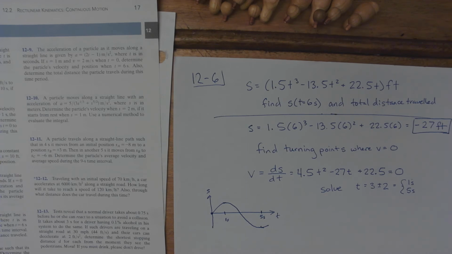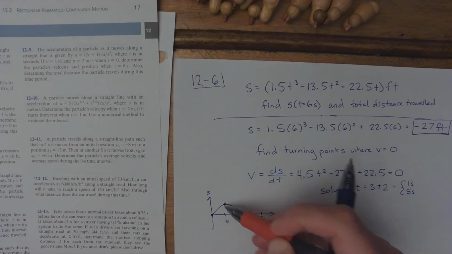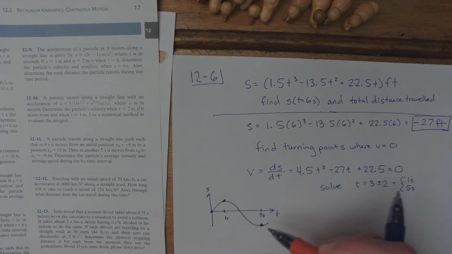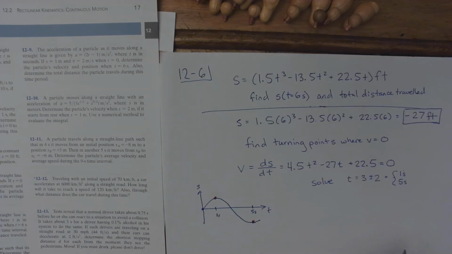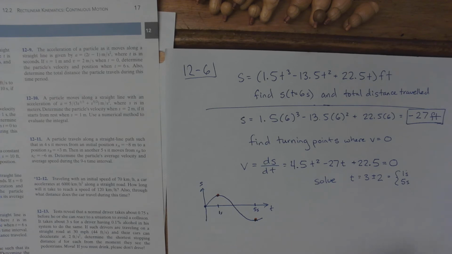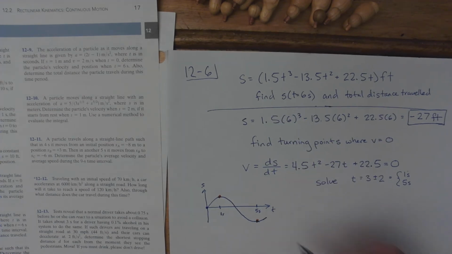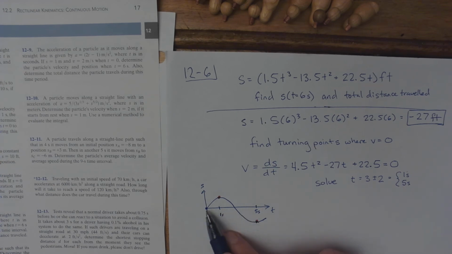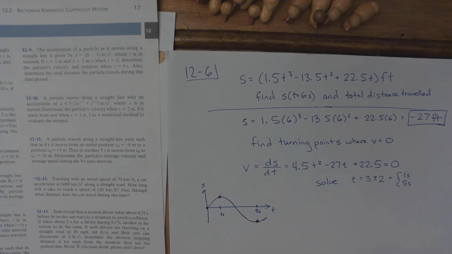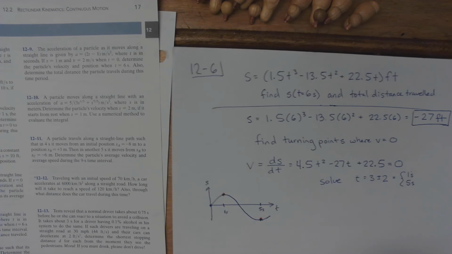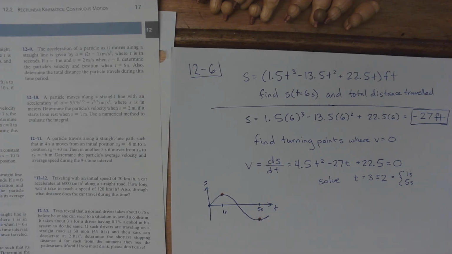So we found the time for the two different turning points, and we are looking at the total distance traveled at 6 seconds. So we have two turning points between 0 and 6 seconds. This is a position versus time graph.